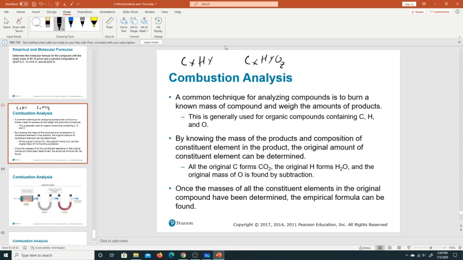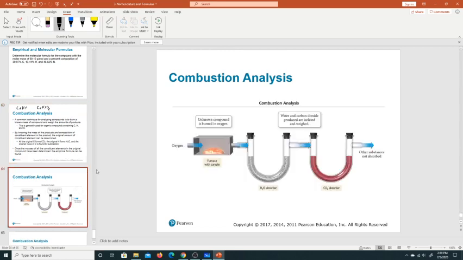So the idea here is that we're going to take my hydrocarbon, CxHy or CxHyOz. That's the sample in here. We're going to put it in a furnace, and we're going to expose it to excess oxygen. And basically what's going to happen, we're going to burn this. And so this is called combustion analysis. To recall, combustion basically is the formation of CO2 and water.